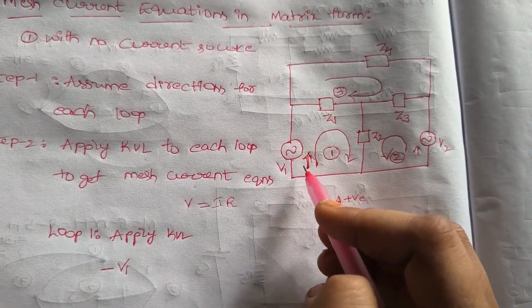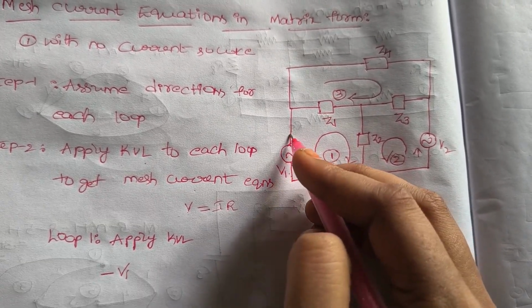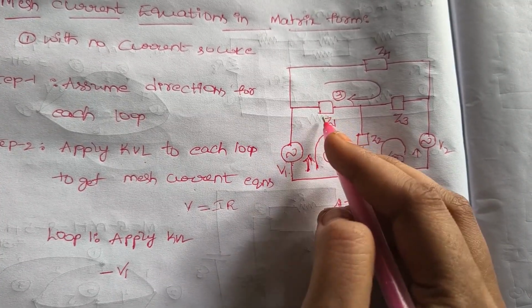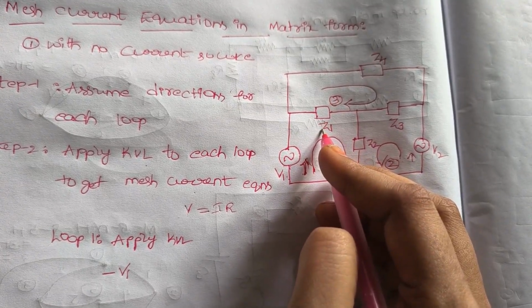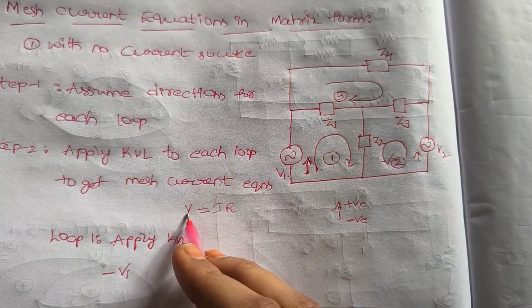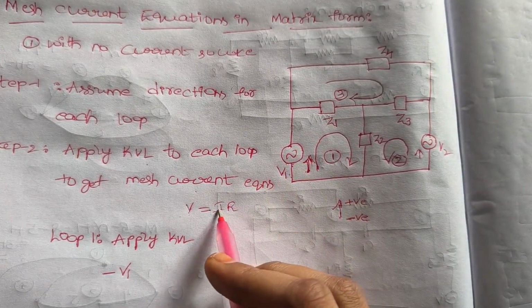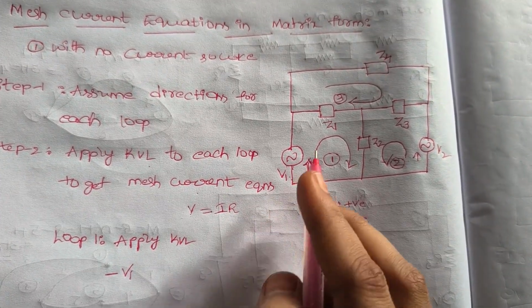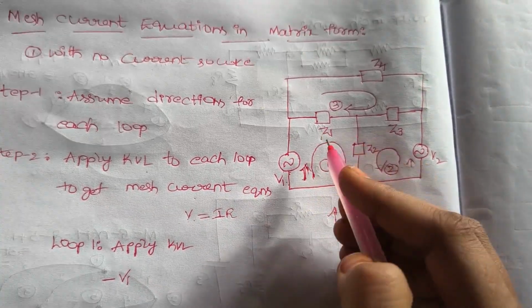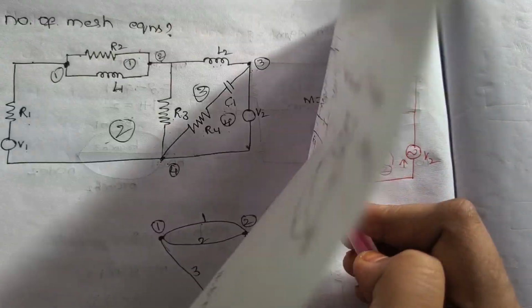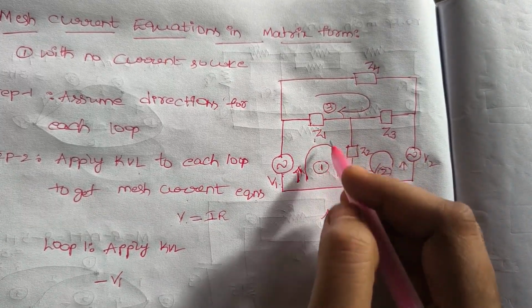For this loop, first the current enters V1, then it travels like this and goes to the Z1 element. Here Z1 is the impedance or R1 element. We have to write Z1 in voltage form: when Z1 is multiplied with the current, it changes into voltage form. But Z1 is the interconnection between loop 1 and loop 3.